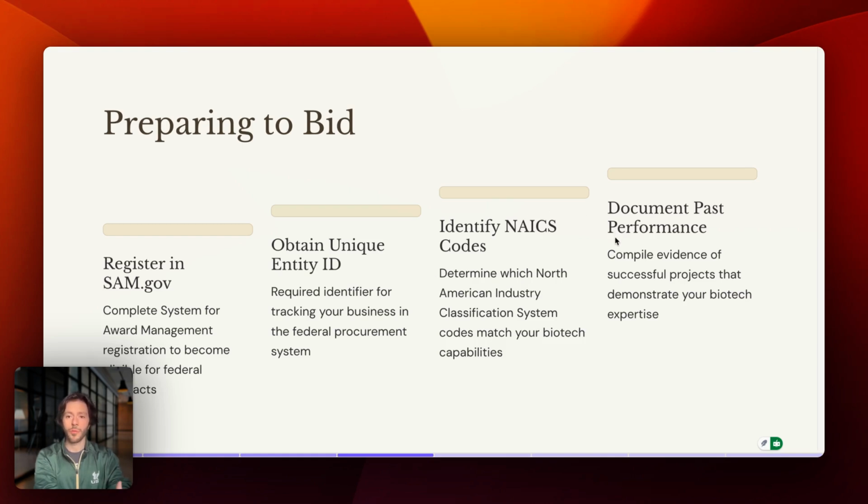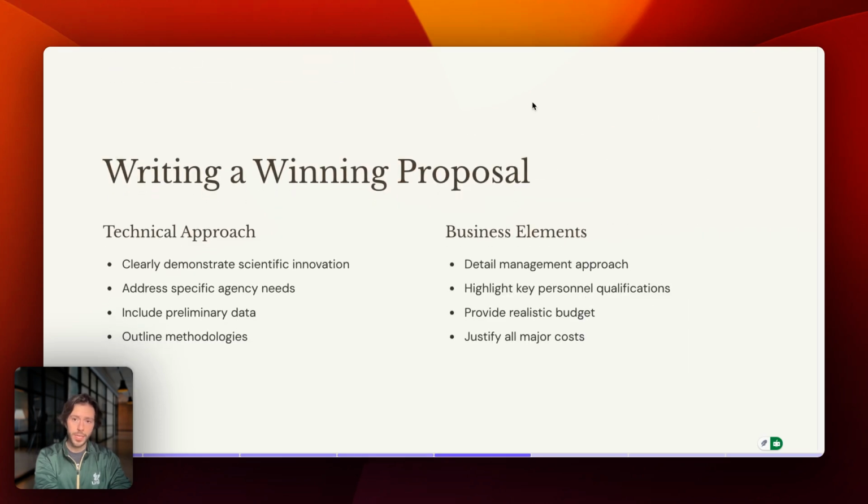And then lastly, documenting your past performance, what you've done in the past. Compile your evidence, your white papers, the research, everything that demonstrates what you provide, whether it's a skill or a service. It should be documented here as well. So now that we're prepared to bid, it's time to find a contract and write a winning proposal to it. There are two elements, which are the technical approach and the business elements.